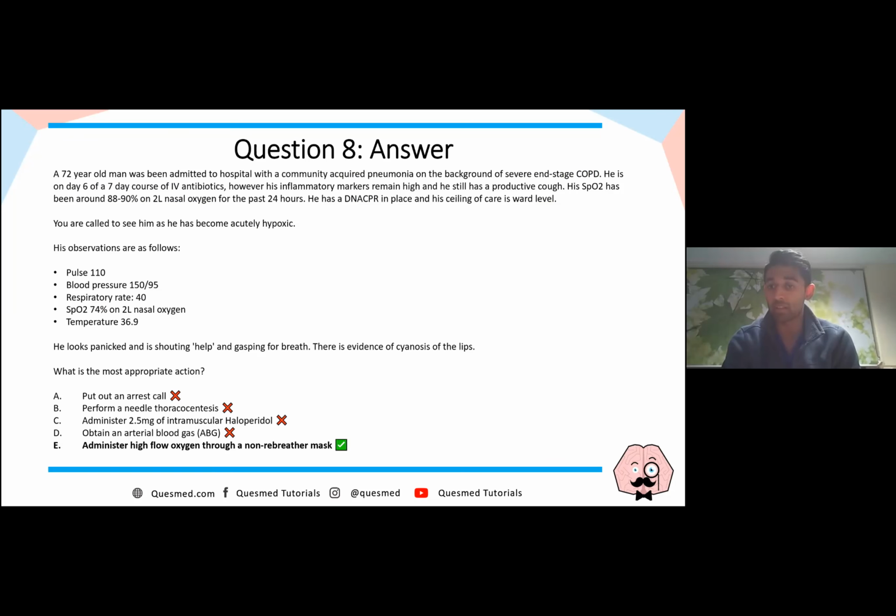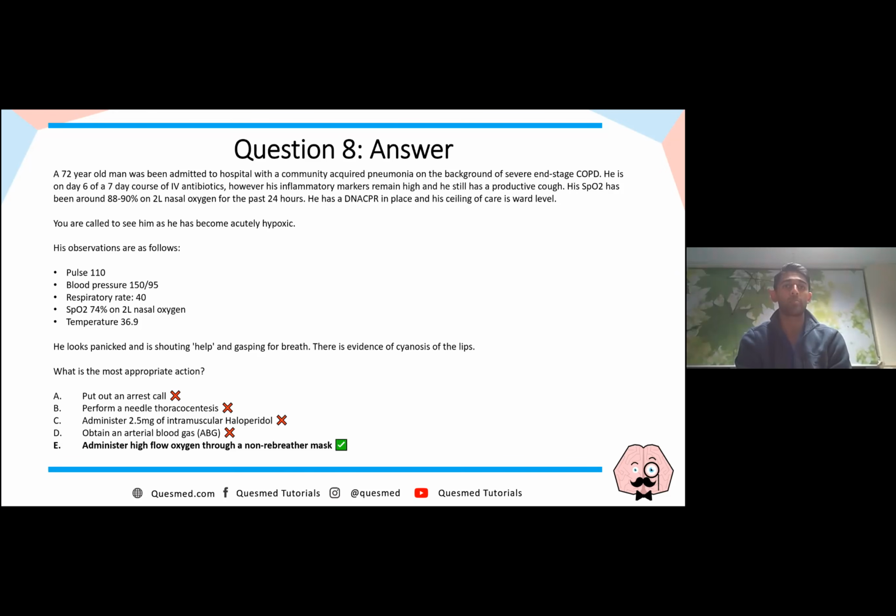Option C, intramuscular haloperidol. Okay, you might think that's a reasonable option. They're agitated, but we know in this case, actually they are frankly tachypneic because of hypoxia, and that will cause distress. But the way you treat that is by treating the breathlessness, not the agitation itself. Option D, arterial blood gas. Now, it's a good thought in general for these patients with COPD. There's evidence of cyanosis, but really what you're doing with an arterial blood gas is confirming arterial hypercarbia.